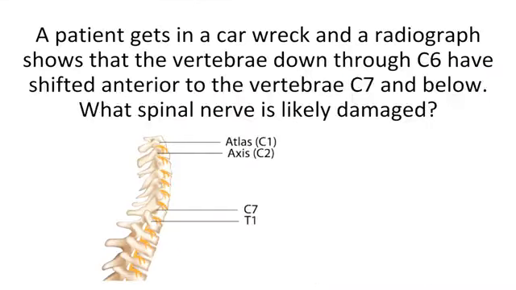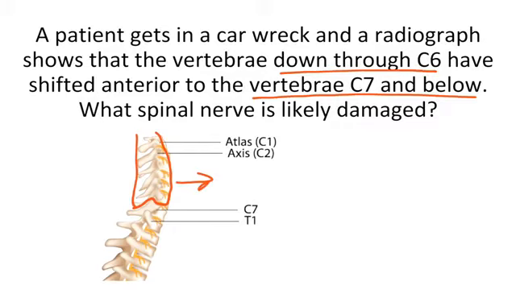So let's say a patient gets in a car wreck and a radiograph shows that the vertebrae down through C6 have shifted anterior to the vertebrae C7 and below. What spinal nerve is likely damaged? So the radiograph shows that these vertebrae, C6 and up, have shifted anteriorly. So we expect the nerve between C6 and C7 to be damaged right here. So we just need to know what nerve this is.